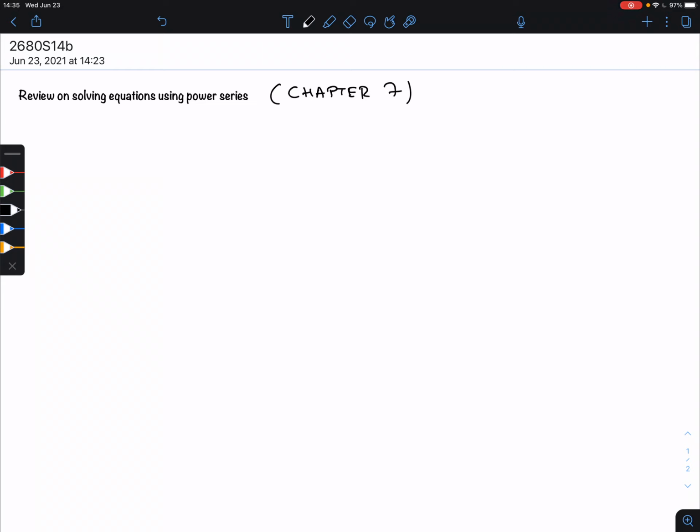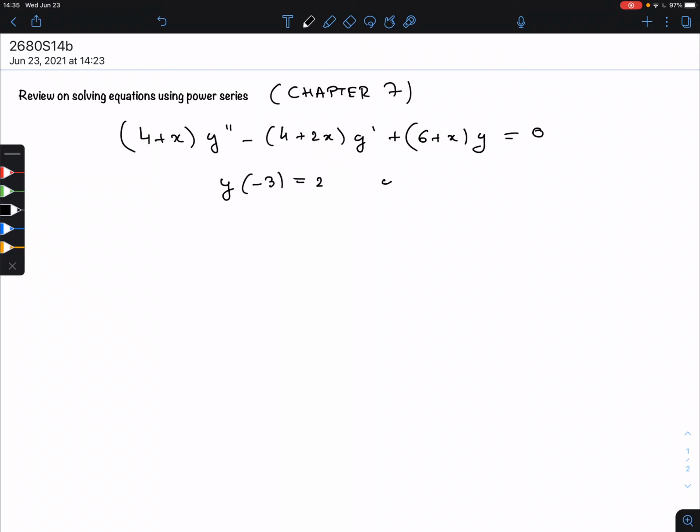the technique is rather simple, and we're looking for a power series solution. And what does that mean? Let's go right away to an example. So we have a linear differential equation, and we also have initial conditions: y of negative 3 is 2 and y prime of negative 3 is negative 2.